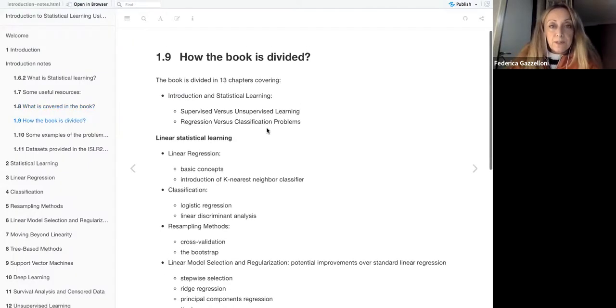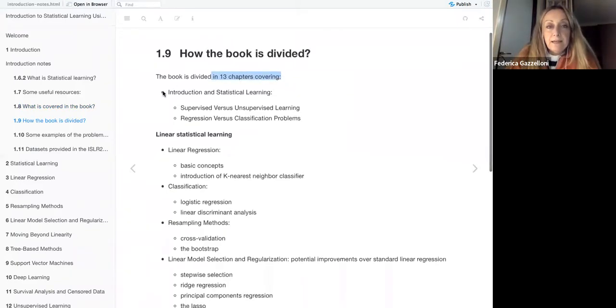How is the book divided? The book is divided into 13 chapters. The introduction is just what I'm doing today, and the second chapter is an introduction to the significance of statistical learning: what is supervised versus unsupervised learning, regression versus classification.